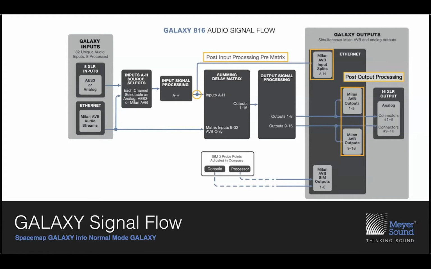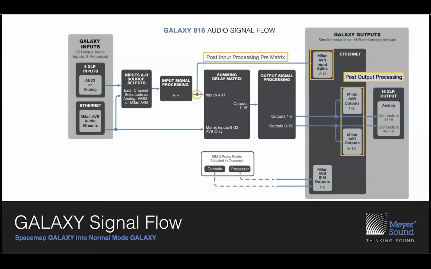In order to do that, you need to understand how the signal processing works within Galaxy, and you need to understand where to pull signal from. So there's a couple places. Every single Galaxy, whether it's in Spacemap mode or in normal mode, is broadcasting its input splits as well as its outputs over Milan AVB.